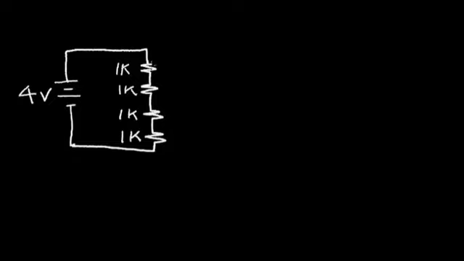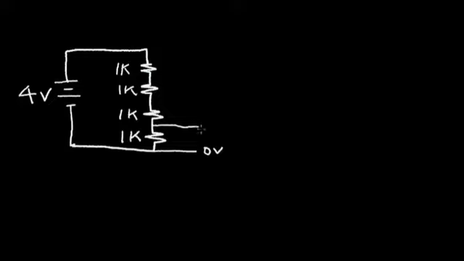Let's consider another voltage divider circuit where again we have 4 volts, but we have 4 resistors, 4 equal resistors, each 1K. So we can say that the voltage at this point is 0 volts. We know that, again, resistors in series add together. So the total equivalent resistor of these 4 resistors is 4K. And 4 volts divided by 4K is 1 milliamp. So we have 1 milliamp of current flowing through each resistor. So each resistor drops 1 volt.